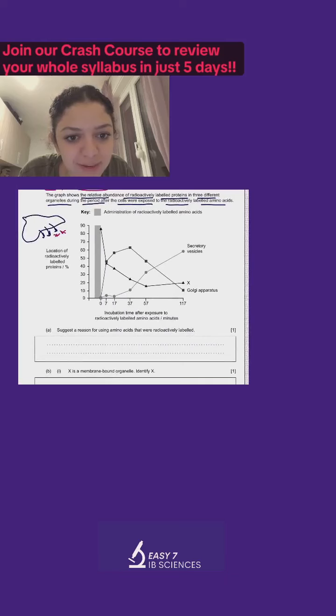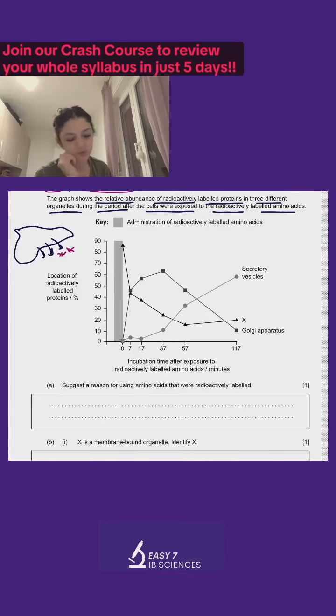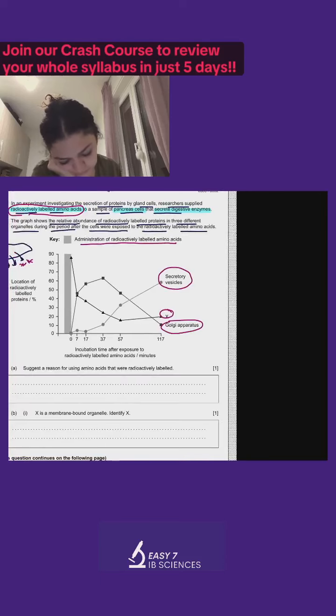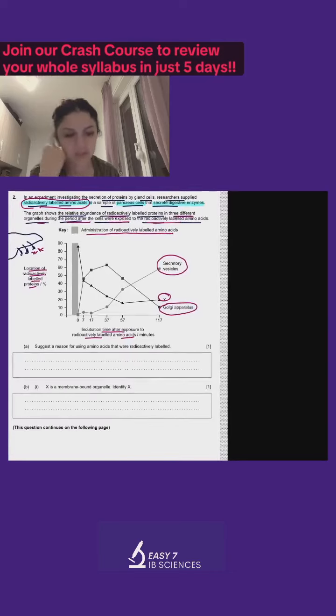Sorry, I'm just editing the screen because it got a bit small so you guys can see better. And then it's showing us in our picture here how much of the amino acids were administered and which organelles secreted what from our pancreas cells. So the graph shows the relative abundance of radioactive labels in 3 different organelles during the period after the cells were exposed to the radioactively labeled amino acids. So this is the incubation time after exposure to radioactively labeled amino acid, and here's the location of radioactivity labeled proteins. Okay? Does this make sense?